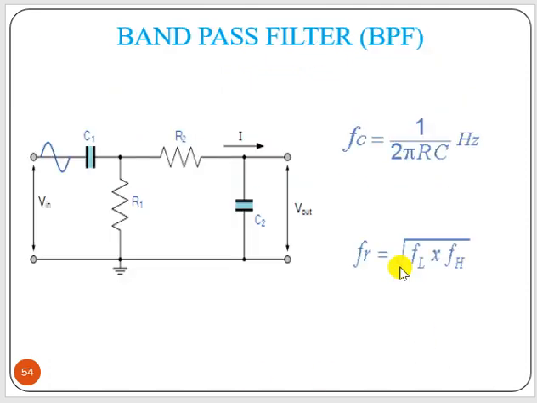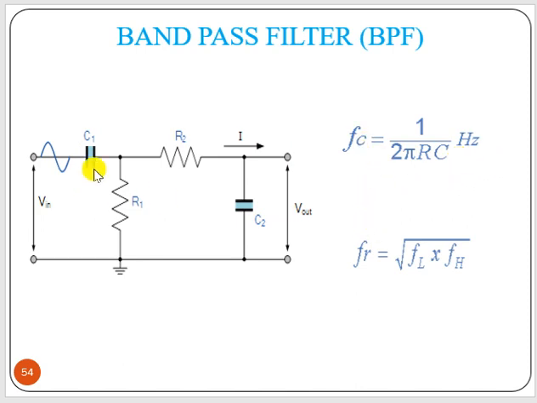Now another example of a band pass filter that we can have: this part is your high pass filter and this part is your low pass filter. If you connect these two, we can get a band pass filter. This is the band pass filter example. FC is nothing but, for this case, 1 by 2 pi RC.